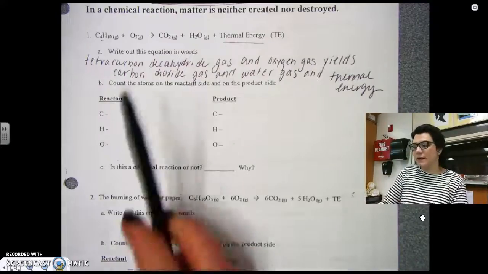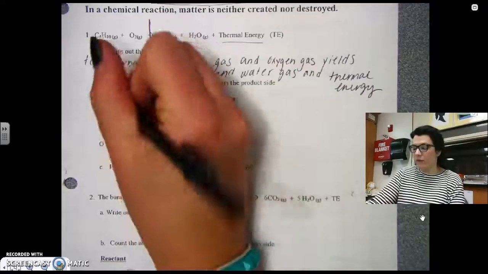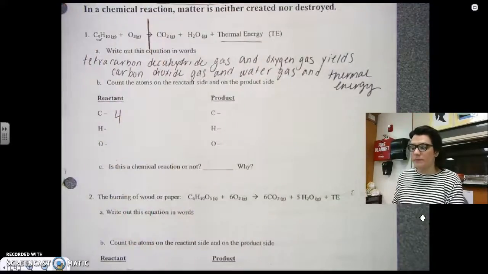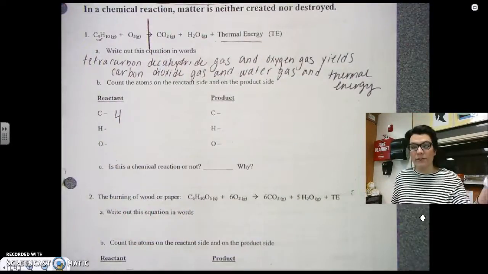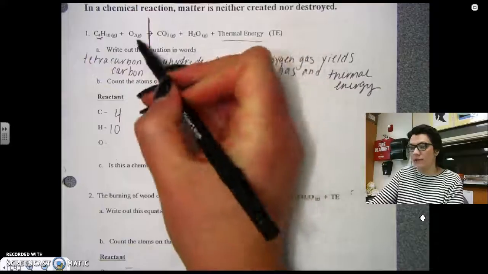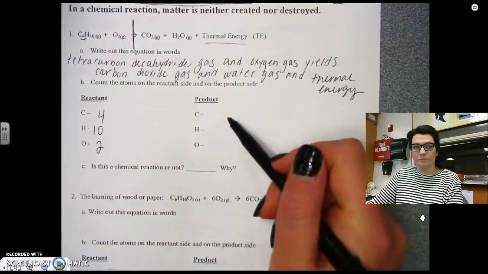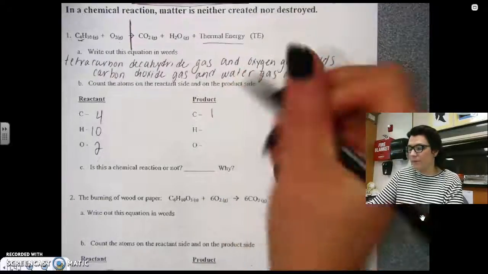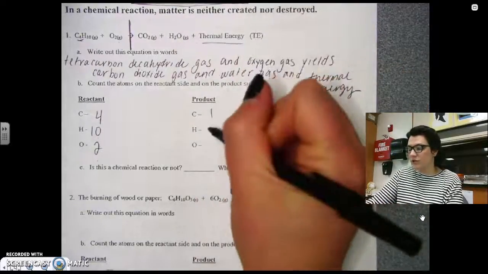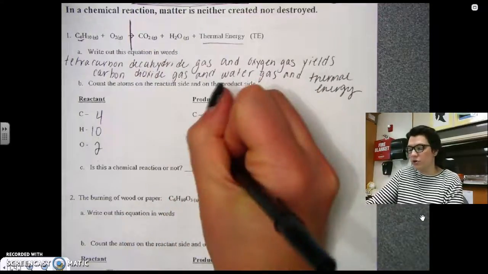Okay, now it wants me to count atoms, so that's exactly what I'm going to do. So on the reactant side, on this side of the arrow, it wants me to count carbons. Well, I have 4 of them because of this 4 subscript. I don't have anything out front as a coefficient, so I'm not multiplying anything. How many hydrogens? There's 10. How many oxygens? There's 2. Now I'm going to the product side. How many carbons? There's 1. How many hydrogens? There's 2. Now be careful with oxygen, because I have 2 here and 1 here, so there's going to be 3 total.